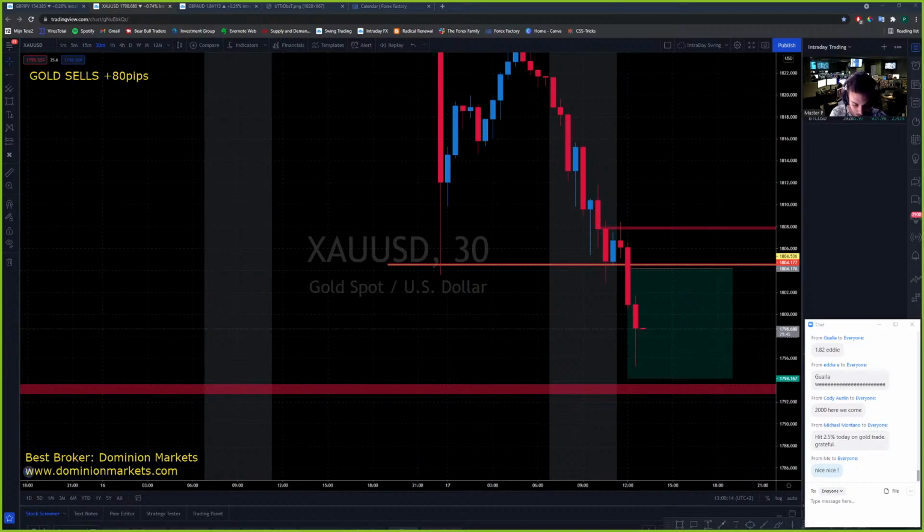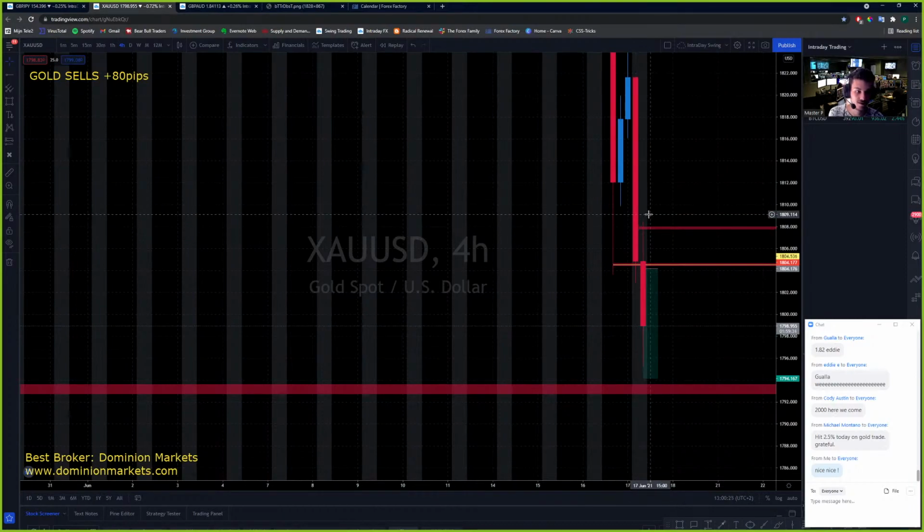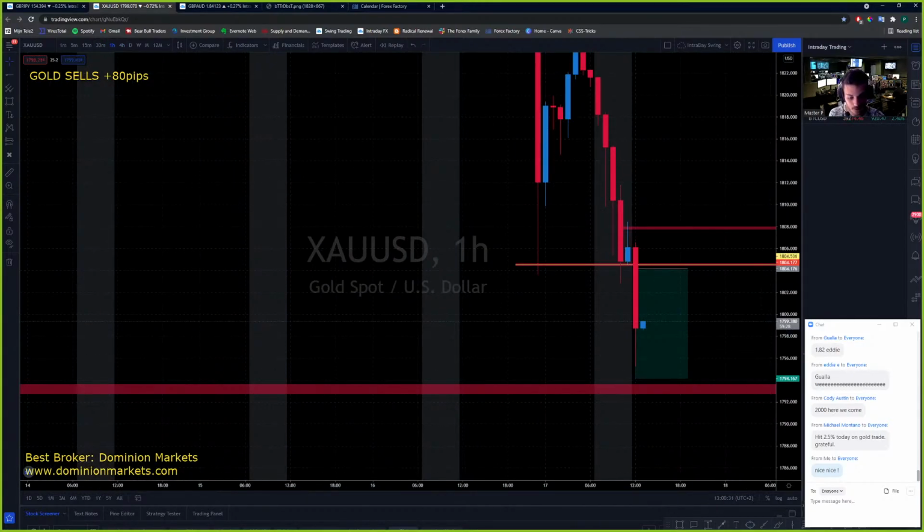Good afternoon from Ibiza. Gold has some untouched area at 1809.500. 1809.500 somewhere. I guess this wick makes sense. When to sell, guys? I don't know.